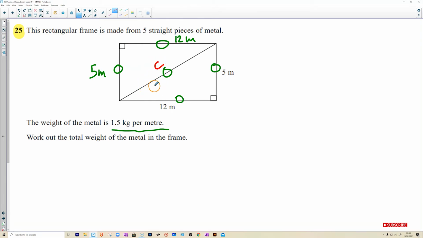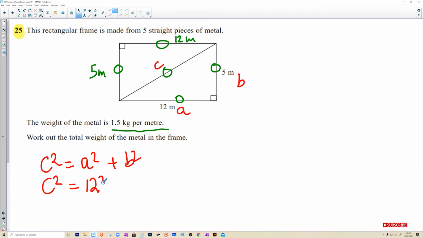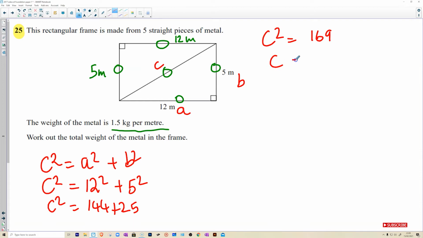So we're using this triangle, and we can say this one is A, this one is B. So C squared is equal to A squared plus B squared. Now C squared is what we're looking for, and then we have 12 squared plus 5 squared. So this will give you C squared equals 144 plus 25. So C squared is equal to 169. C is going to be the square root of 169, which is 13. So that is 13 meters.